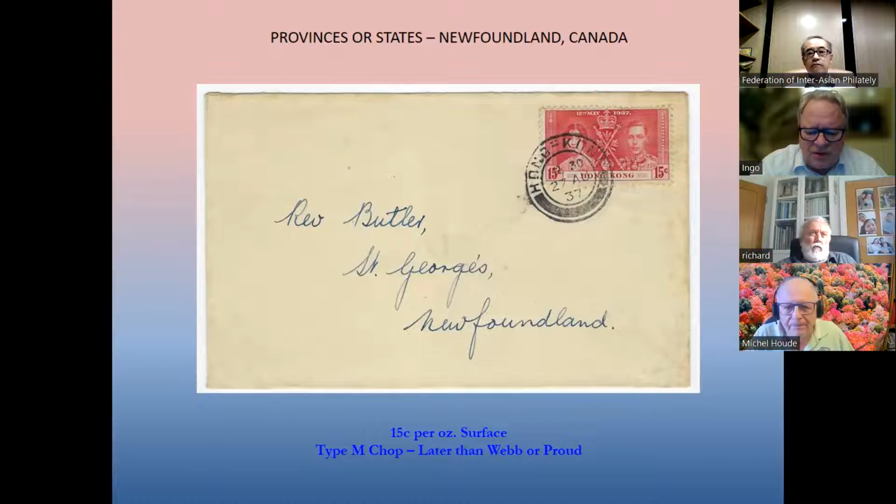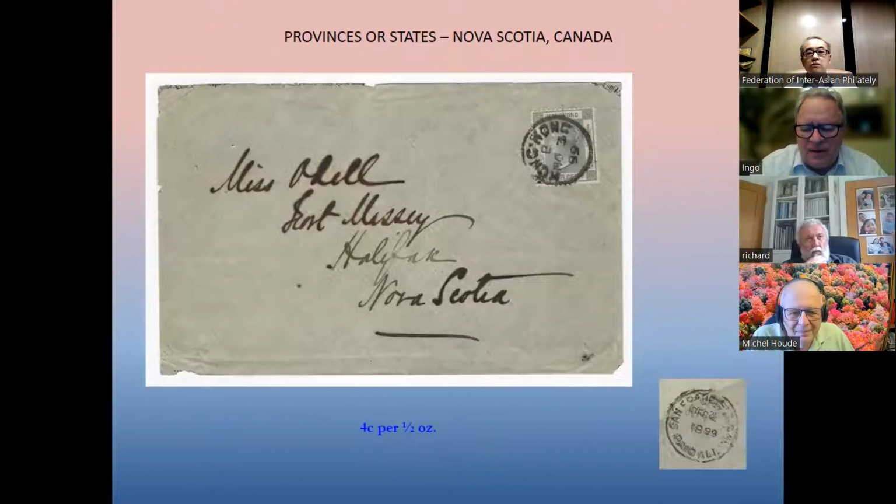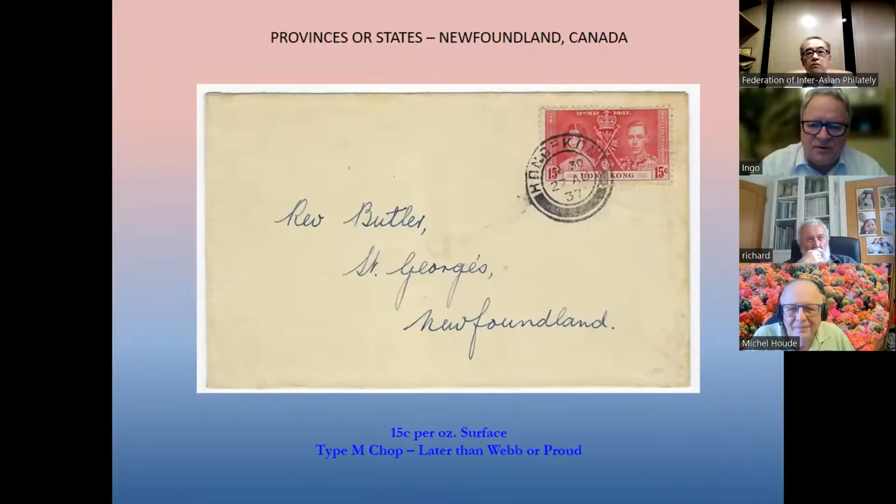So it is exotic to get a cover from Hong Kong to Newfoundland, but it's not exactly fully commercial. You can sort of consider it somewhat philatelic, but it's genuinely passed through the post office. And this thing has a little bit of an interest on the cancellation. The type M is dated 27th of August, 1937. And I looked that up in Webb and Proud, and both of them show the latest date being something in April, 1937. So that was a nice thing to discover about this.